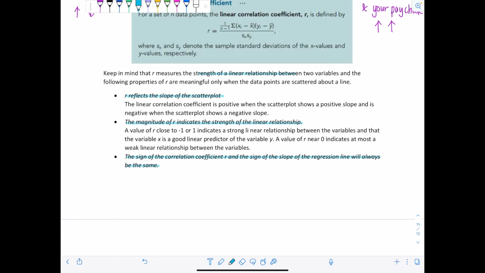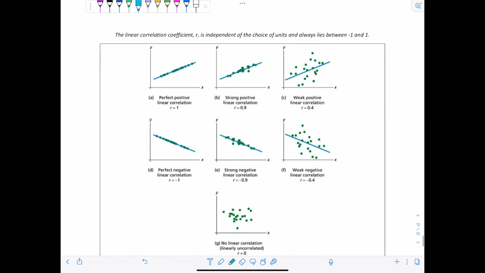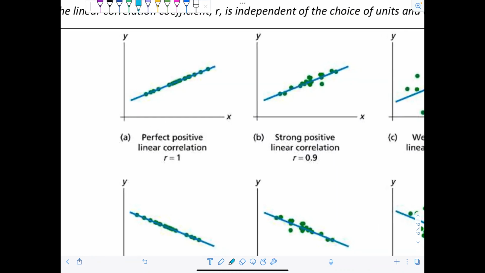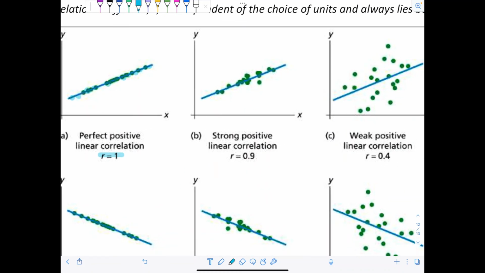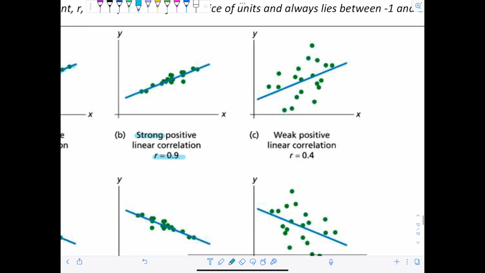So I'm gonna show you different scatter plots and what the value of R is for each, okay? So notice here, this first one, the points all perfectly lie on the regression line. So that's why we say we have a perfect positive linear correlation. It's positive because they're sloping upward. In example B, still very strong. Almost all the points are on the line, but it's not perfect. So this is strong positive linear correlation. R is 0.9 for this data set, okay?